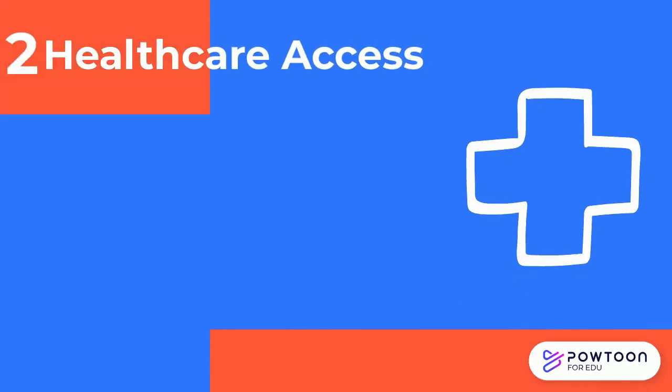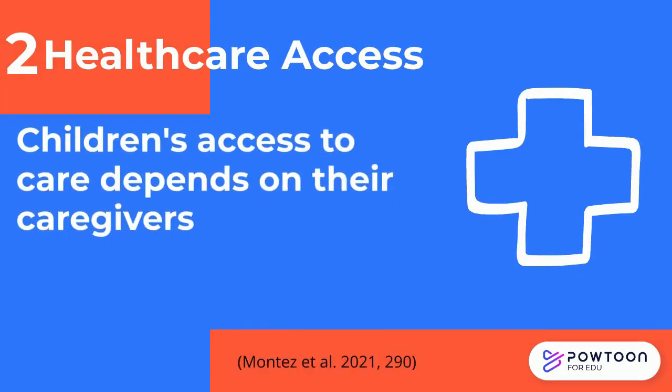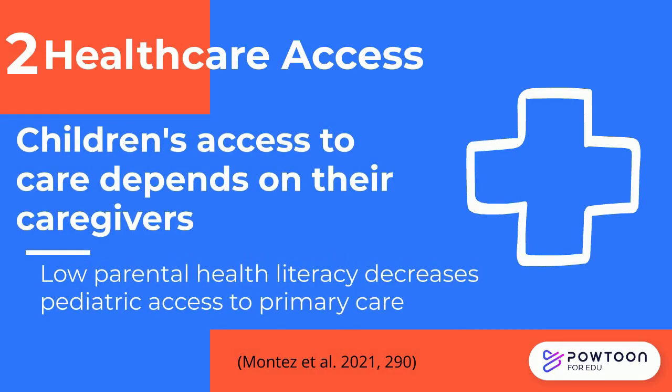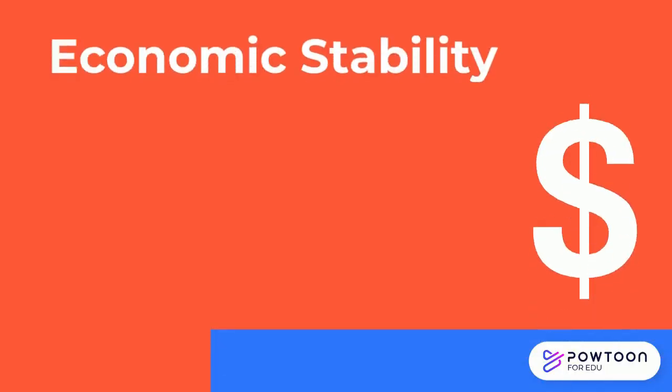2. Healthcare access. Children depend on their caregivers to identify a primary care provider, consistently schedule and attend appointments, and follow up with screenings and care. Unfortunately, since so many parents in the U.S. have low health literacy, these children are less likely to receive preventative care, and this increases their likelihood of developing chronic illness.